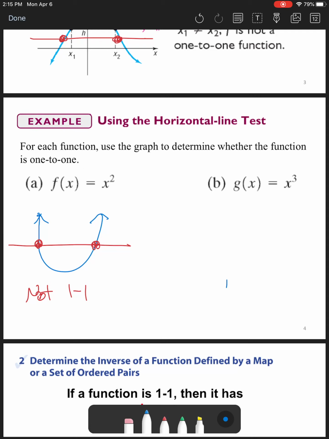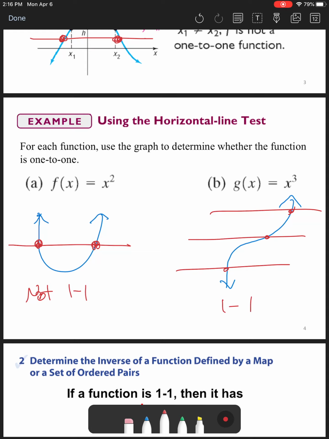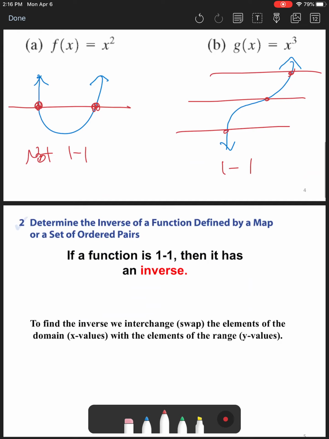And then you have the cube function. Now the cube function, draw a horizontal line. No matter where you draw that horizontal line, it's only going to hit that graph once. So in this case, is it one-to-one or not? Good stuff. It passed the horizontal line test because it only hit one time. Therefore, we have a one-to-one function.